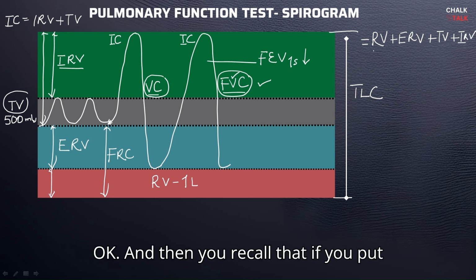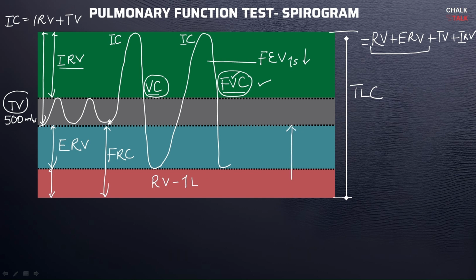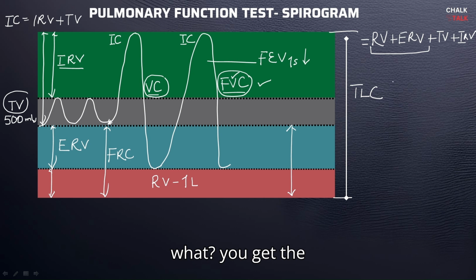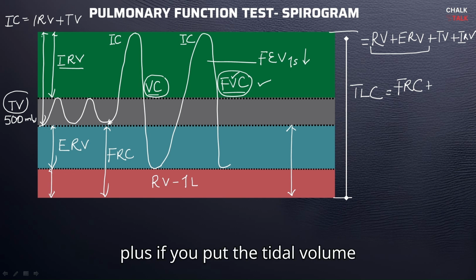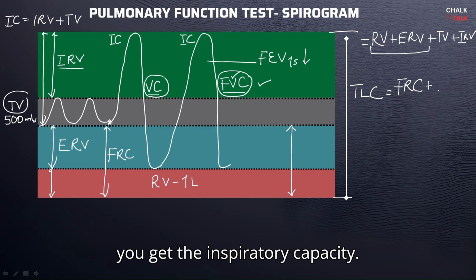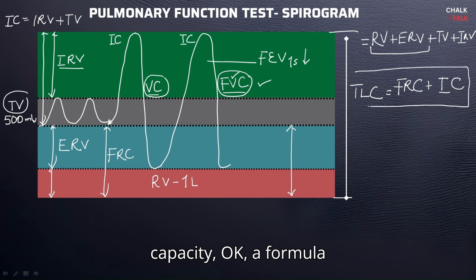Okay, and then you recall that if you put these two together, that is your residual volume and the expiratory reserve volume, you get what? You get the functional residual capacity. Plus, if you put the tidal volume plus the inspiratory reserve volume, you get the inspiratory capacity. So this is the total lung capacity. Okay, a formula to understand.